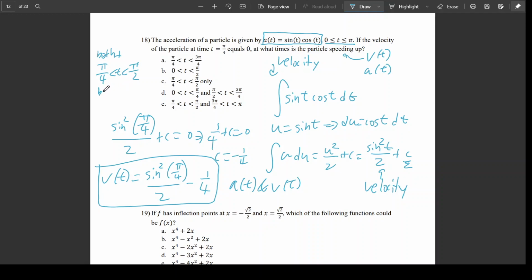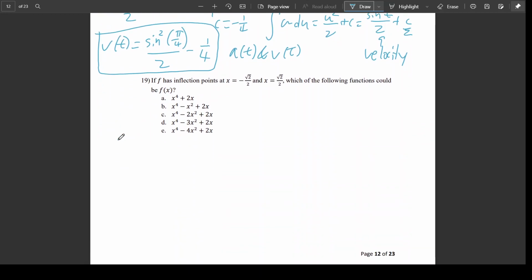And then you'll see they're also both negative between 3 pi over 4 and pi. Okay? So these are the two intervals where they're both the same sign, and therefore these are the times where they're both speeding up. So between pi over 4 and pi over 2, and 3 pi over 4 and pi. And that matches up with option choice E.